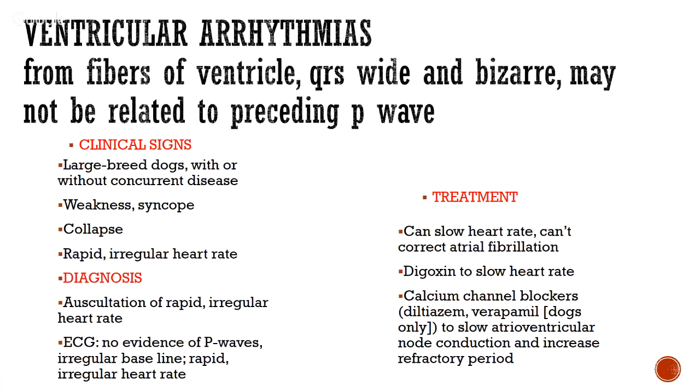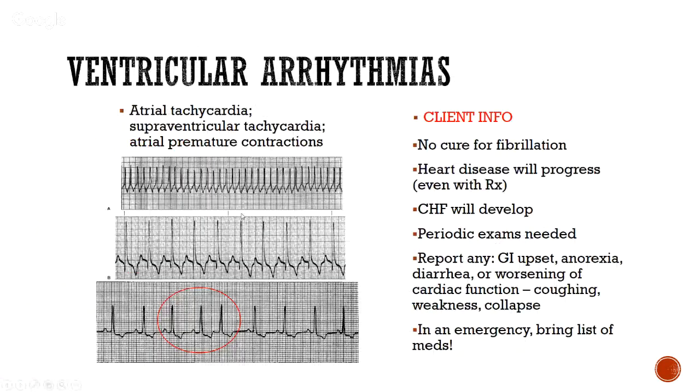or can't contract for a certain period of time. So digoxin will slow the heart rate, but calcium channel blockers will also slow the heart rate. Here's some ventricular arrhythmias, atrial tachycardia. This is supraventricular tachycardia and atrial premature contractions. These are not specifically ventricular arrhythmias, they are atrial arrhythmias.